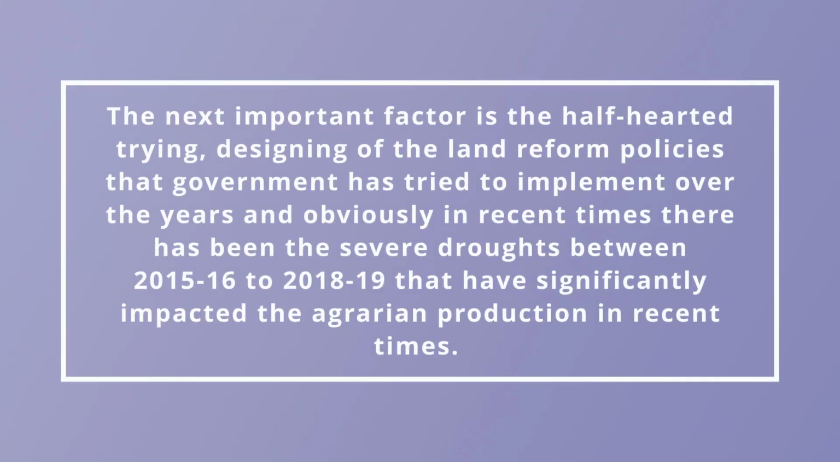The next important factor is the half-hearted trying or designing of the land reform policies that the government has tried to implement over the years. And obviously, in recent times, there have been severe droughts between 2015-16 and 2018-19 that have significantly impacted agrarian production.